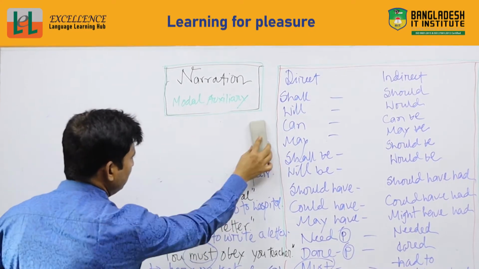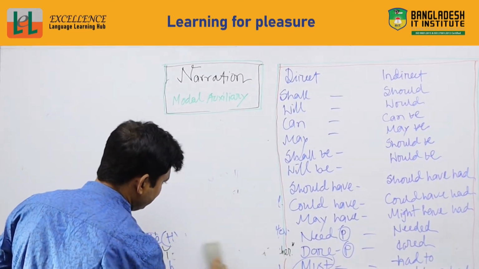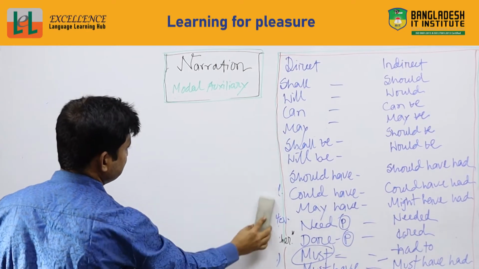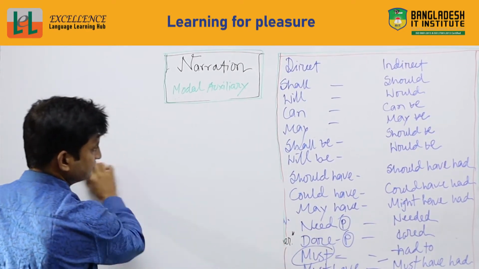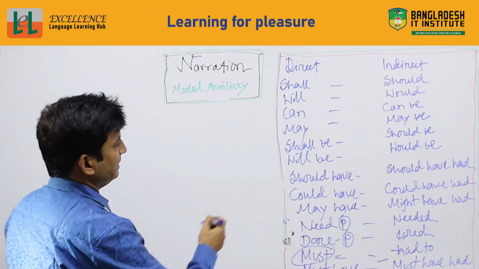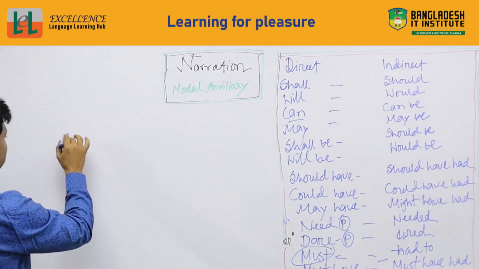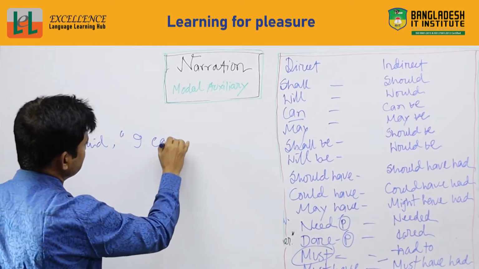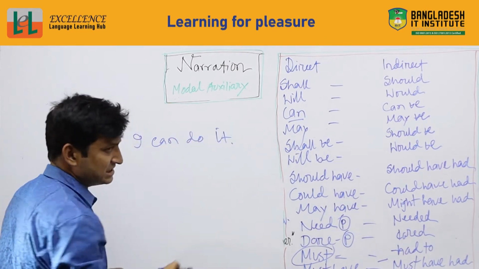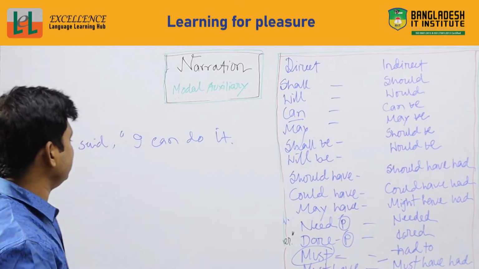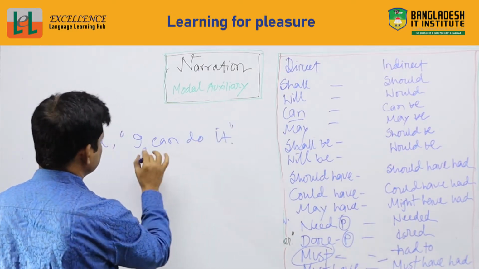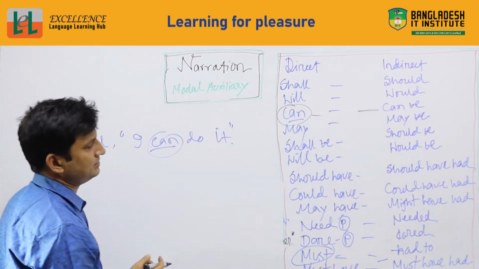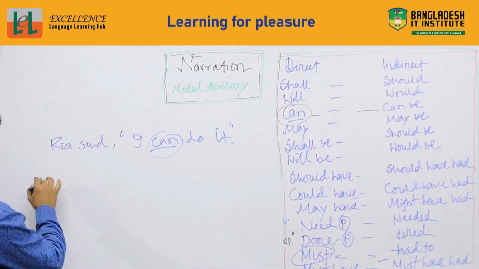Okay, so all are the same as we have practiced now. You can practice yourself at home from the exercise in your book. So like that one, Ria said, I can do it. So it will be changed to that. In that case, I will write for indirect speech. So can is here, and we have got that one here, so can be.